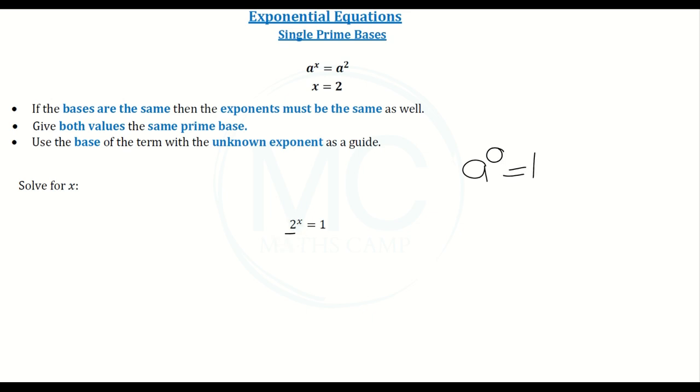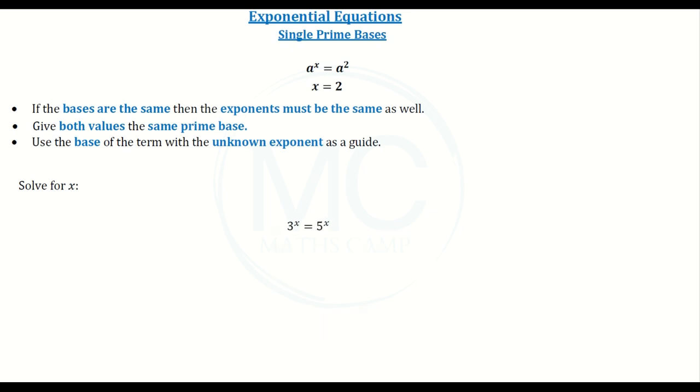Here we have a base 2, so we can say 2 to the power of x is equal to a base 2. And the only way to make 2 equal to 1 is to give it an exponent of 0. Now we've got base 2 and base 2, which means our exponents are equal. So x is equal to 0.